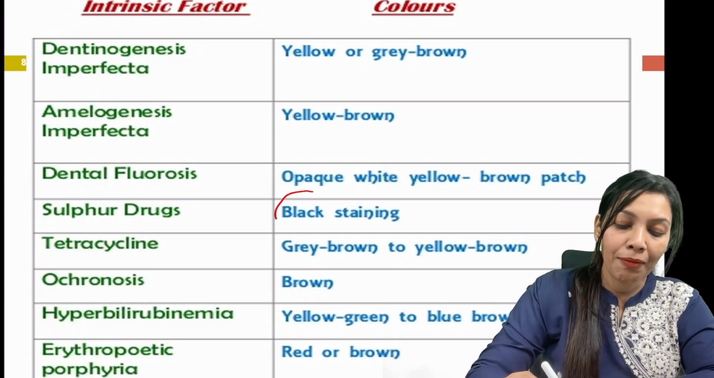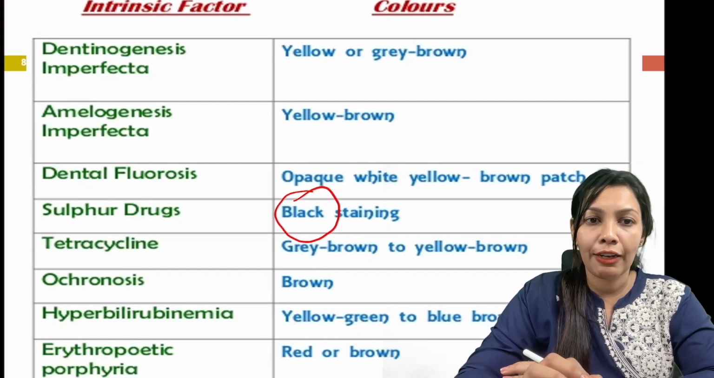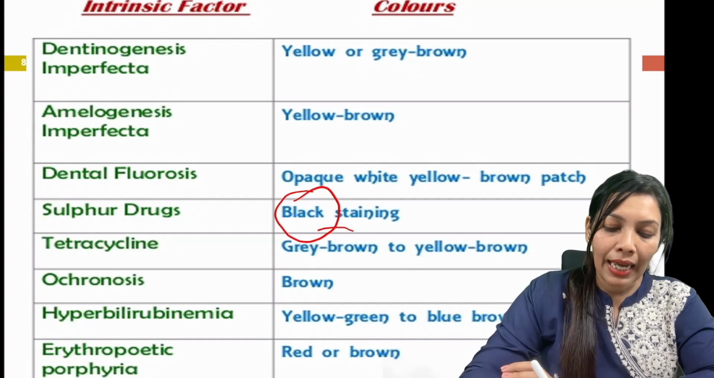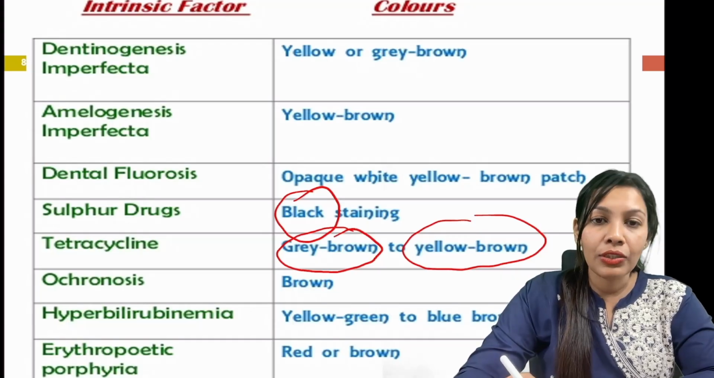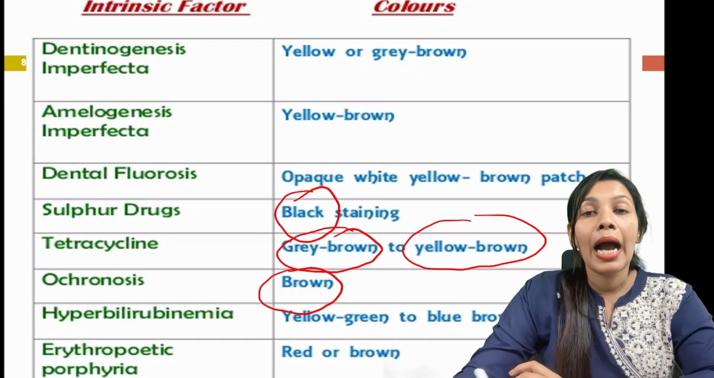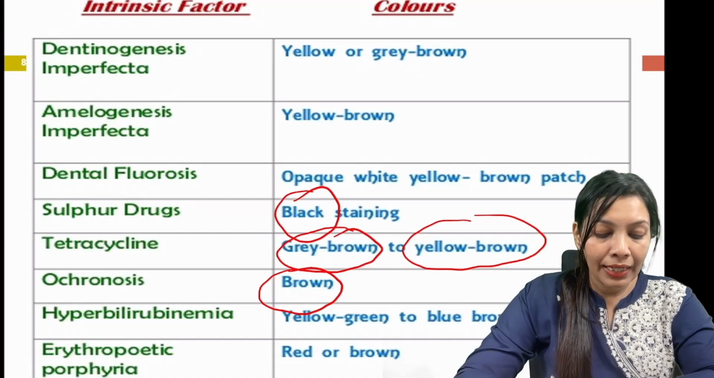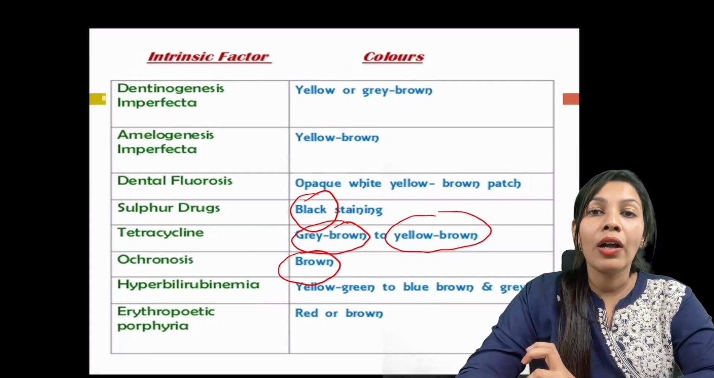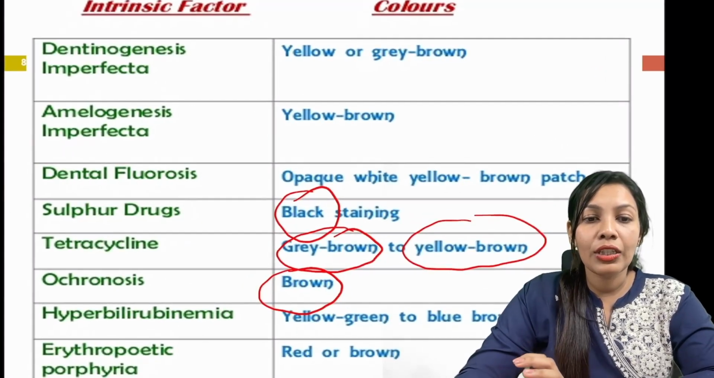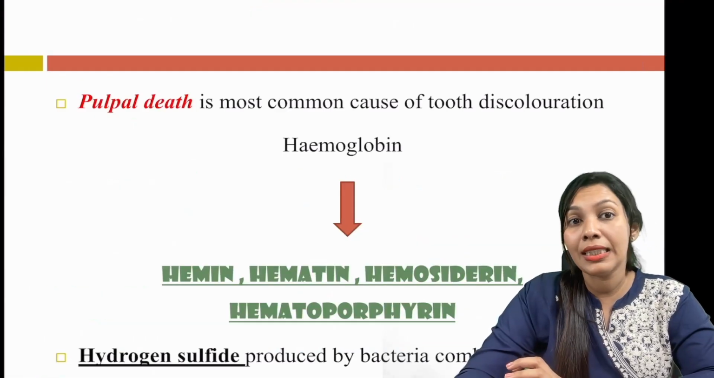Sulfur drugs have a black staining. Very important: if black staining is there, it shows that it is a sulfur drug. Tetracycline can move from gray brown to yellow in color. Anacrosis shows a brown color. Hyperbilirubinemia shows yellow to green color. And the last is erythropoietic porphyria, which shows a red or brown color. So these are the conditions where various colors are indicative of a particular disease.